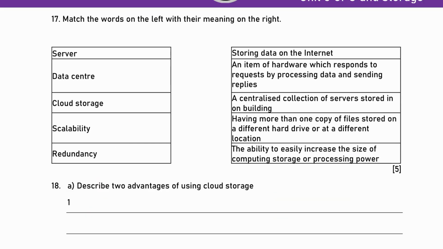Here we have a question which ties in with network hardware, but does come under the term for cloud storage as well. So let's start with a server, and you should know that server is an item of hardware which responds to requests by processing data and sending replies. A data center is a centralized collection of servers stored in one building, and cloud storage means storing data on the internet, which leaves scalability and redundancy. Scalability is the ability to increase and decrease, and redundancy means that having data backed up reduces the chance of having redundant data and essentially refers to a backup.